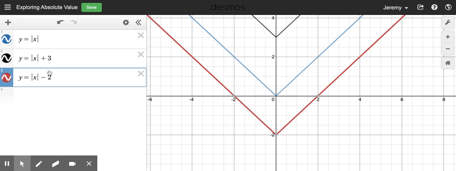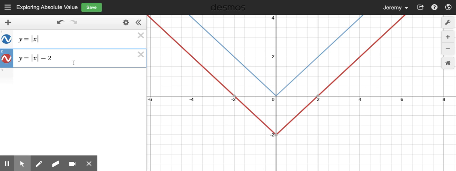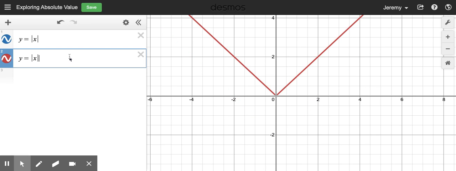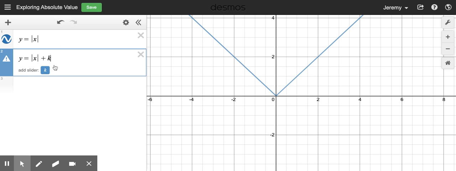So adding or subtracting a number from the original absolute value equation causes it to shift either up or down, maybe in an intuitive way, right? If I add a positive number, it's going to move up, and if I subtract a positive number, it's going to move down. And in fact, what I can do is generalize this, and I'm just going to add a parameter, k, I'm going to call it. And this is a way to generalize this behavior.